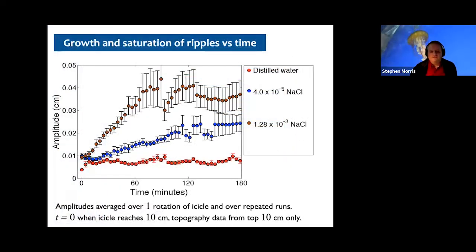So now we can just empirically look at how the ripple amplitude grows with time. If you start with just distilled water, there's a kind of noise floor where the signal just stays constant and doesn't grow. As you add more concentration of salt, the ripples grow faster and faster the more salt you put in, and they grow to a larger saturation amplitude.